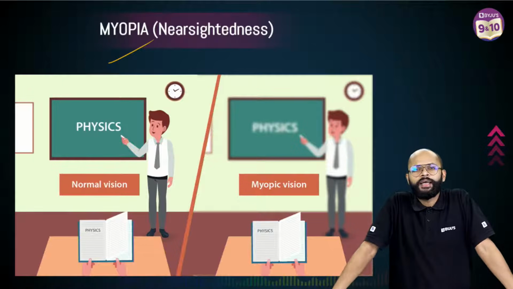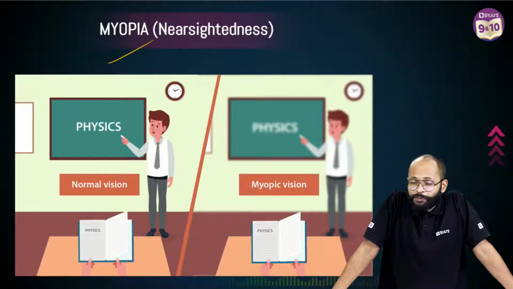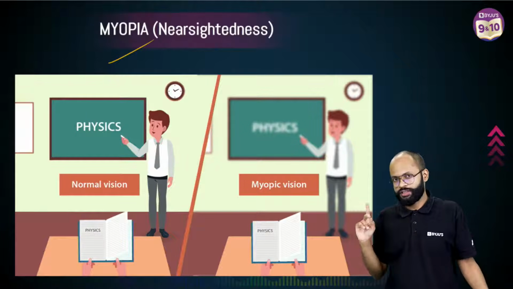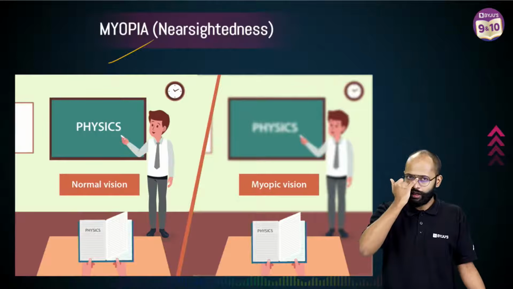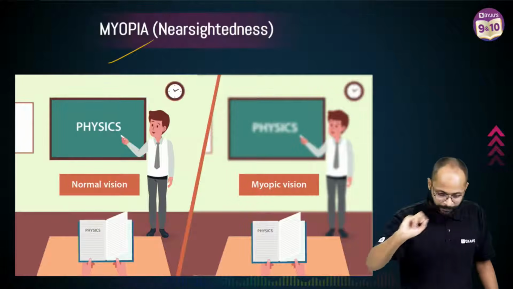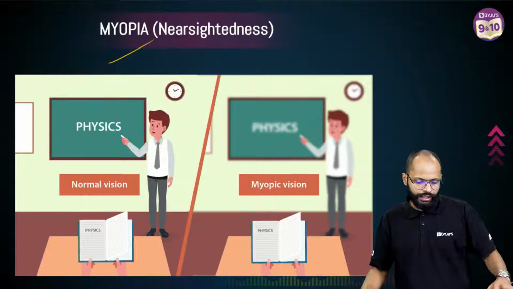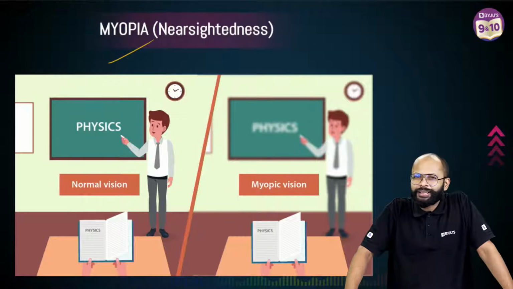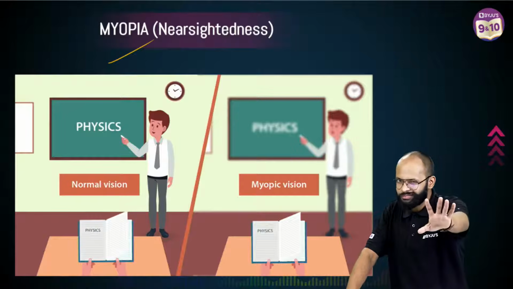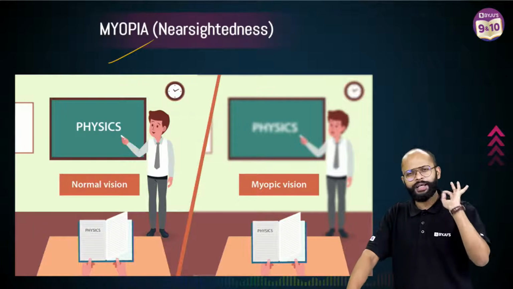Myopia. See, I would specially recommend that you watch this defects of vision session, which we have done already. Because if you have a problem today, again I'm telling you, basics में कुछ दिक्कत है. Myopia is nearsightedness. मतलब, near objects are okay, far objects are a problem. दूर का दिक्कत है, पास का बढ़िया है.